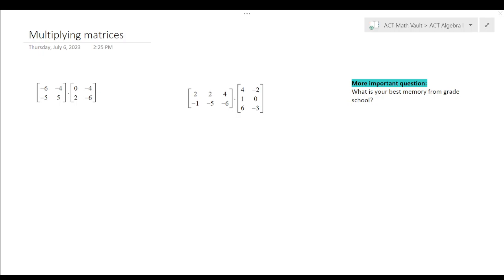Here are the two problems that we'll do, and to make sure we don't take ourselves too seriously, let's think about the fun question. What is your best memory from grade school?